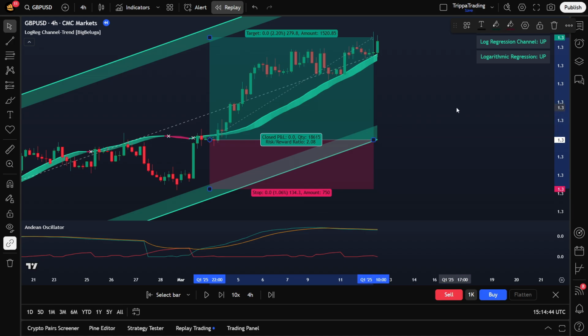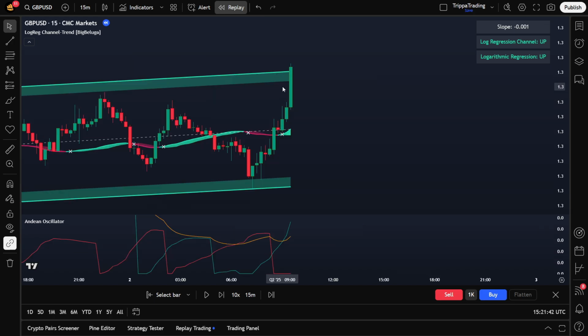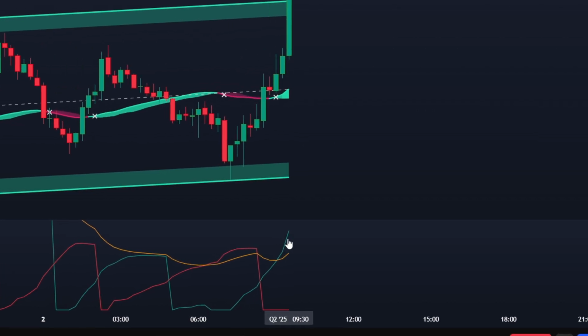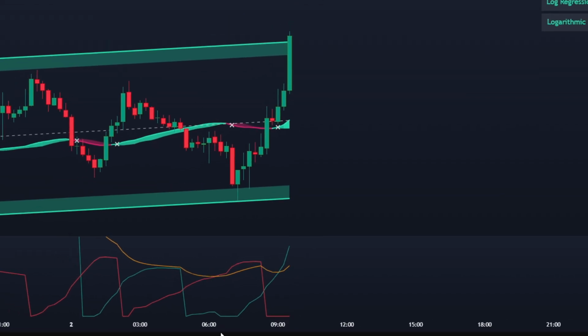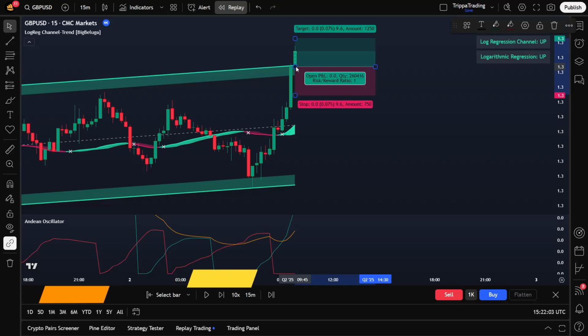Now, let's have a look at another example on a 15-minute time frame. Here, we've got a green channel. The ribbon was also green. And then here, the ribbon turns red. After that, it turns back to green color. Andian Oscillator confirms this signal also. As we can see here, the green line is above the orange one. So all the conditions are fulfilled, and we can open a buy position over here.